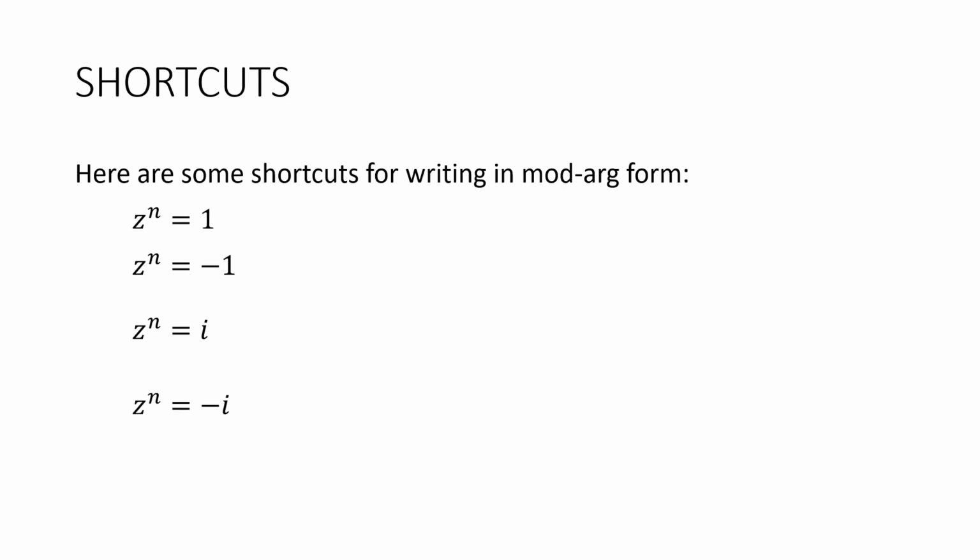Now let's look at some shortcuts for writing in modarg form. If you've got a polynomial that's equal to 1, then you're going to let that equal cis 0. If it's equal to -1, the way to get -1 in modarg form is cis pi. If it's equal to i, we're going to put that equal to cis pi on 2. And negative i is going to be cis of negative pi on 2.